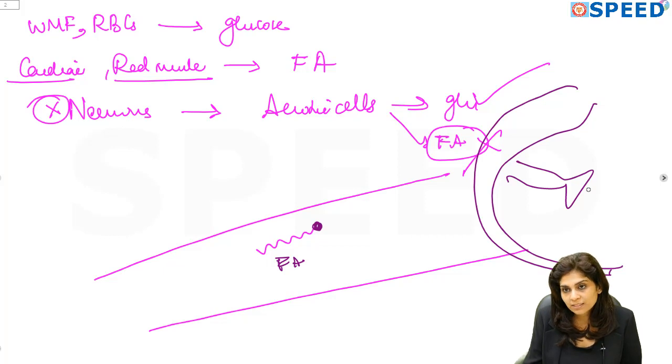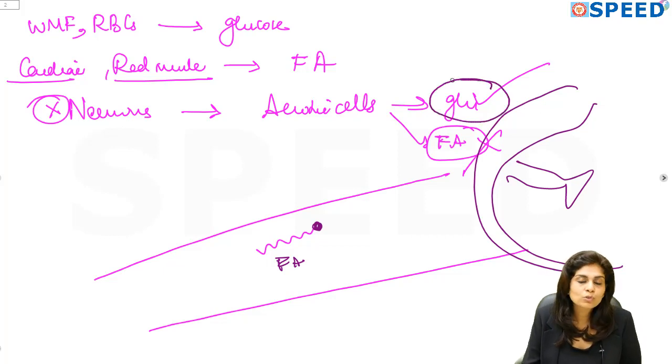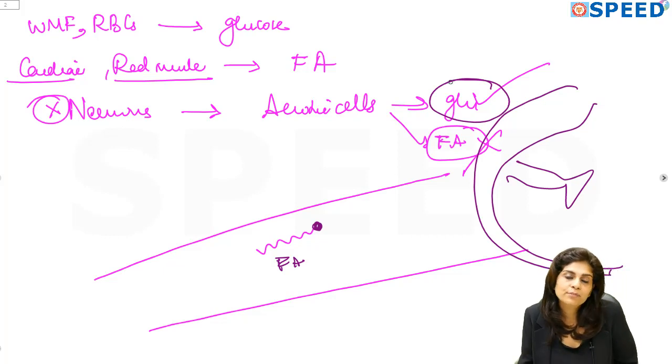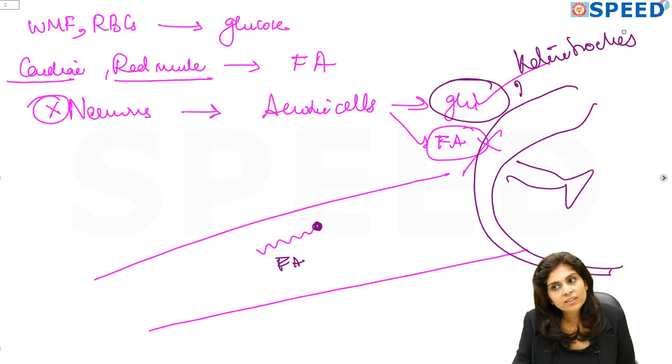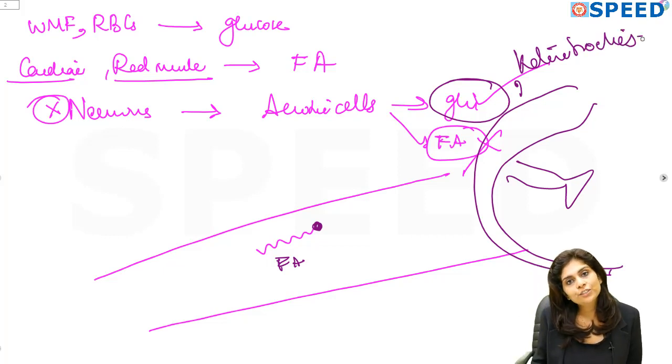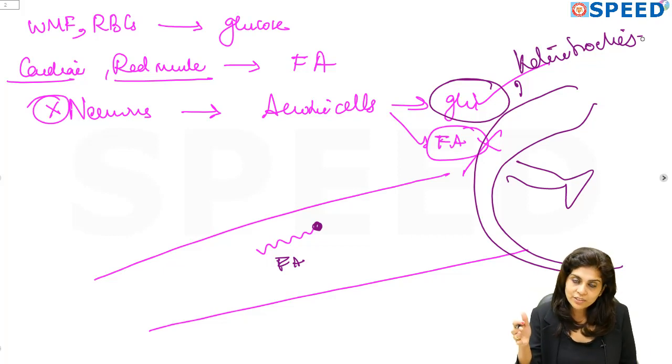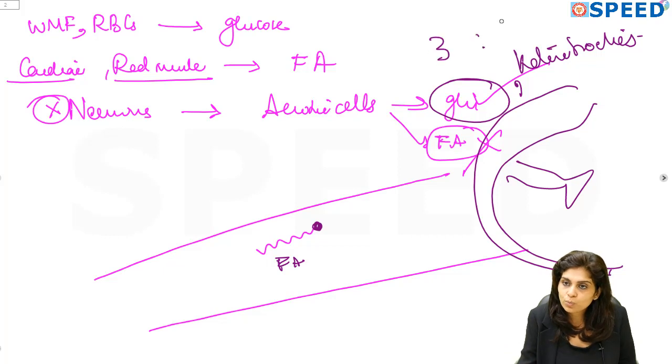Though they are aerobic cells, they preferably utilize glucose because they don't have access to fatty acid, which is conjugated to albumin and cannot cross the blood-brain barrier. Only in extremes of starvation, neurons start utilizing ketone bodies. Do you understand this? Even in extremes of starvation, they use glucose and ketone bodies in the ratio 3:1.